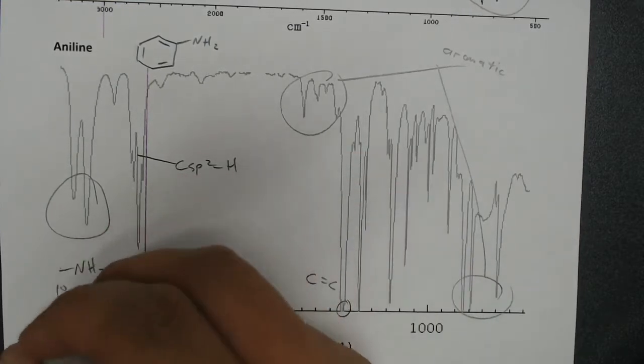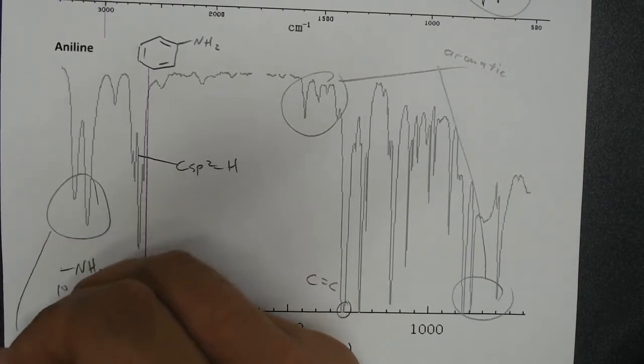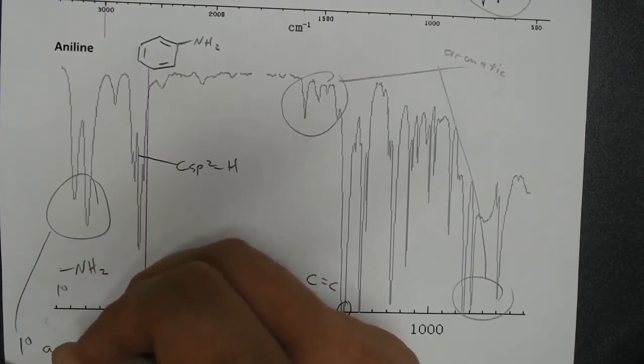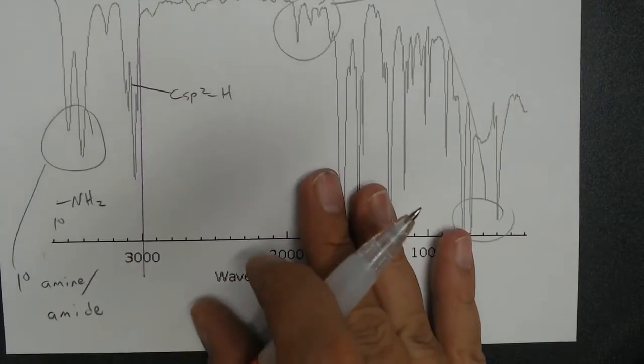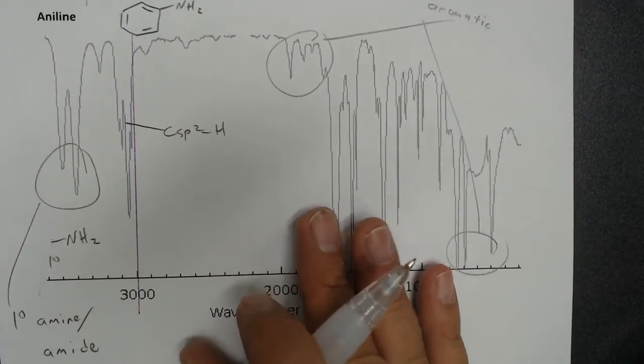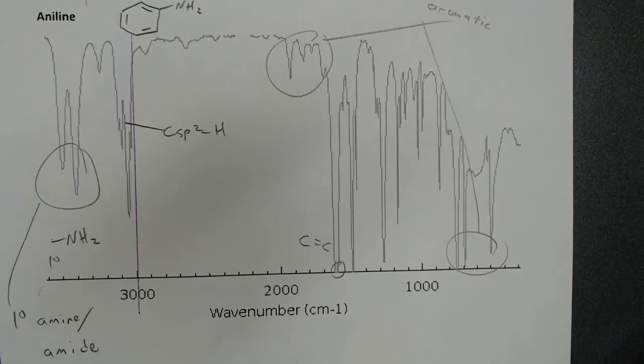Wait, let me write it down here. So that is a primary amine / amide. We don't quite know if it's an amine or amide just based on that peak alone, because amides show up there also. So it's just basically your NH stretch.